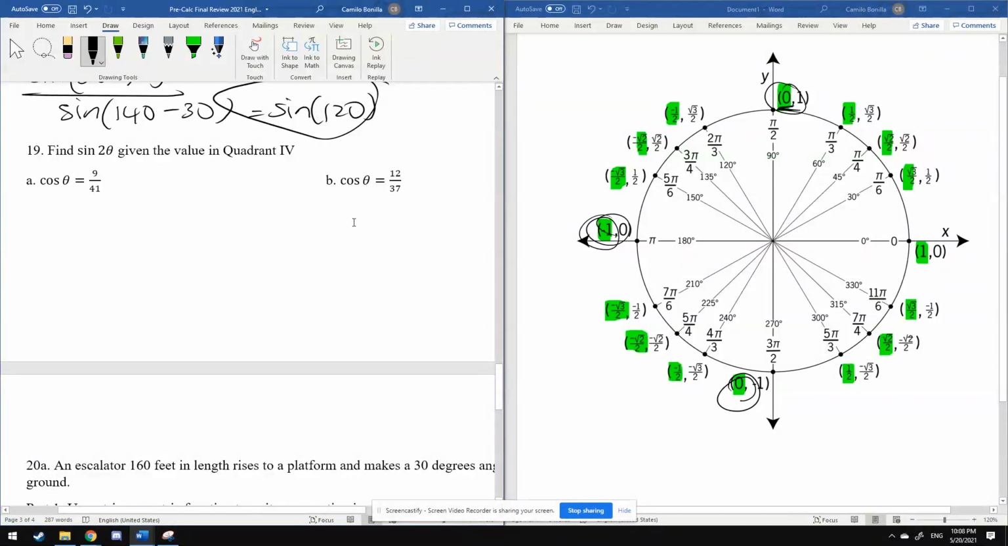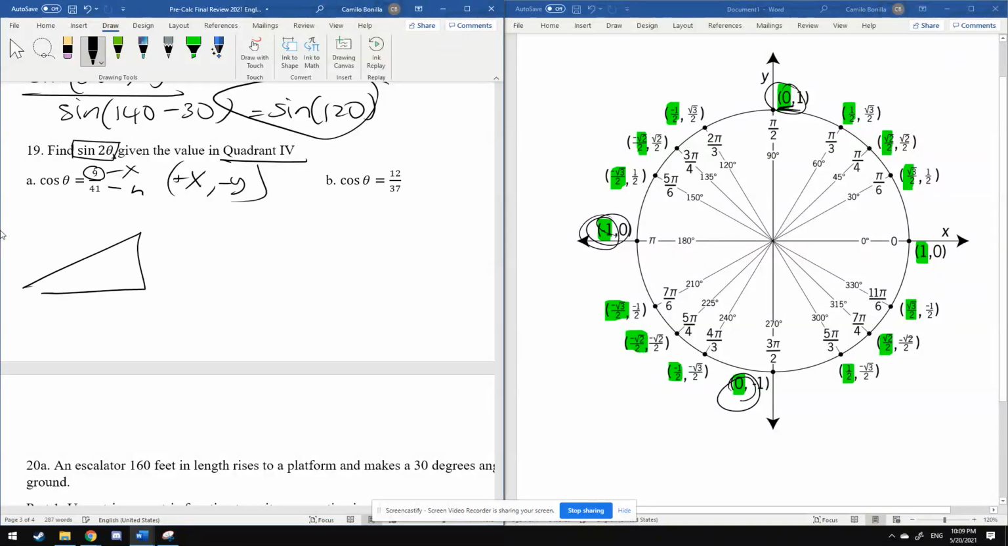Number 19. This one's a little tricky because it says quadrant 4. What that basically means is that x is positive and y is negative. So in cosine, this 9 is positive. Since they're asking us to find sine 2 theta, we have to first find sine. So this right here is my x value, and this is my hypotenuse, so we're going to label that h.